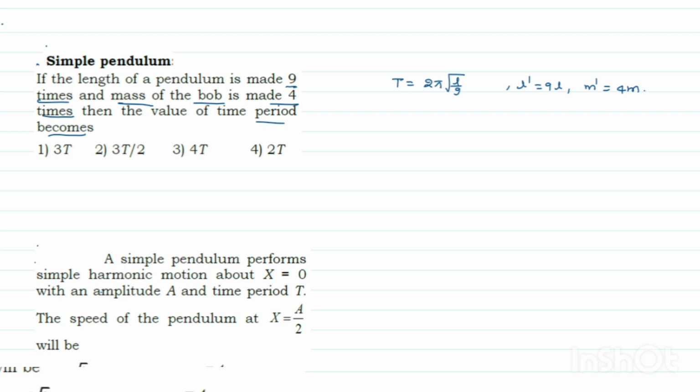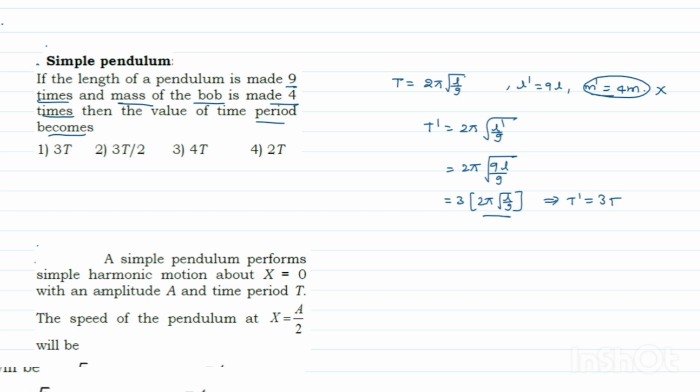Here remember students, in the formula T equals 2 pi root over L by g, the time period of the simple pendulum does not depend on the mass of the bob. So the new time period, T dash, equals 2 pi root over L dash by g, which is nothing but 2 pi root over 9L by g. Root over 9 is nothing but 3. So it is 3 times 2 pi root over L by g, which is the initial time period. So the final time period will be 3T.